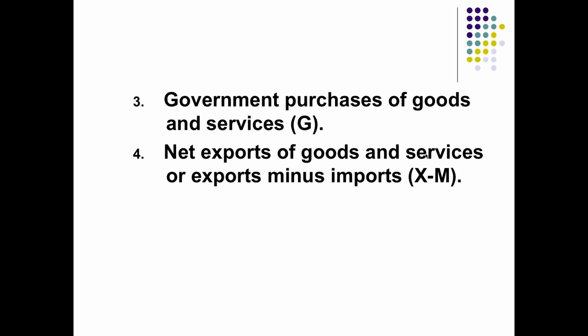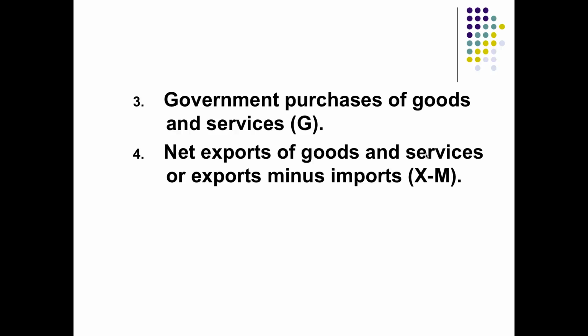Then finally, you have government purchase of goods and services. That's G. Okay, so this would be another way to say G stands for government spending. So if the government spends money on defense, education, highways, that kind of stuff would be included in gross domestic product under G, government spending. And 4 is net exports.